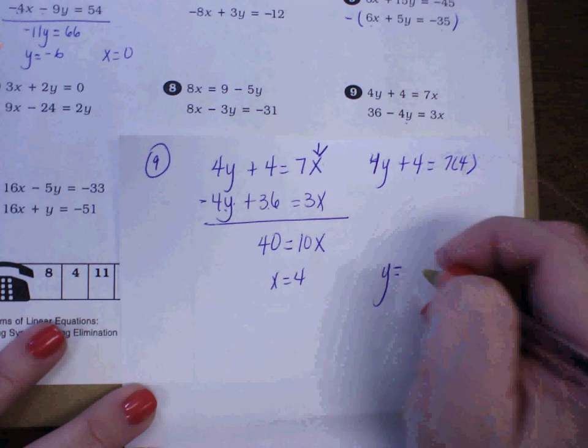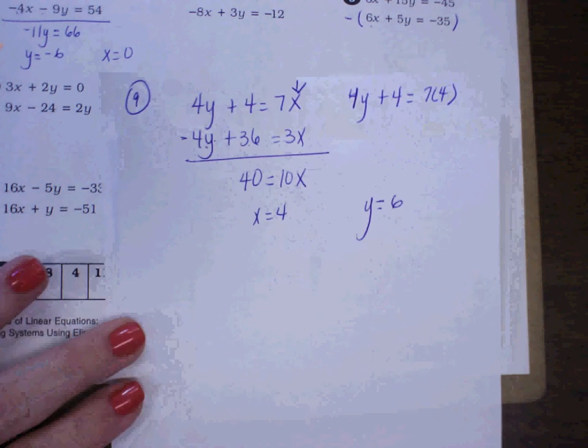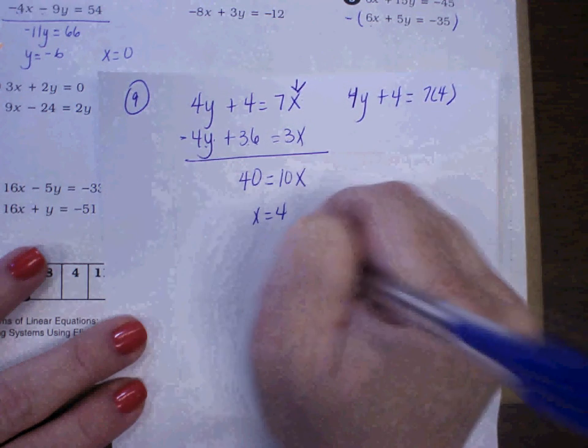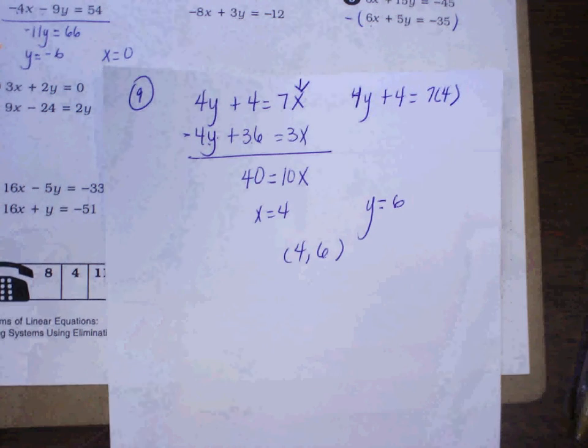What is that? 6. So what's my point? 4 and 6. All right.